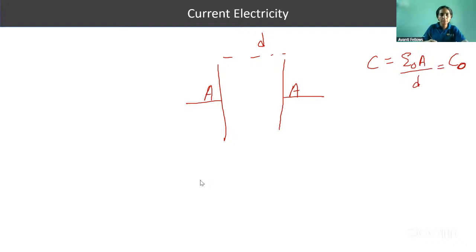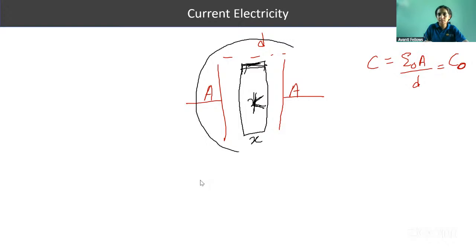Now what we are doing is inserting a dielectric of thickness X, with dielectric constant K. The area of the dielectric is also A, so it is filling up the whole portion. Then you have to tell me what will be the capacitance of this capacitor in terms of C naught.